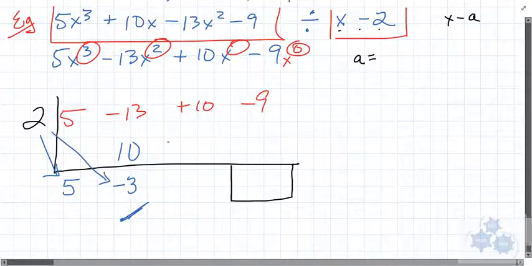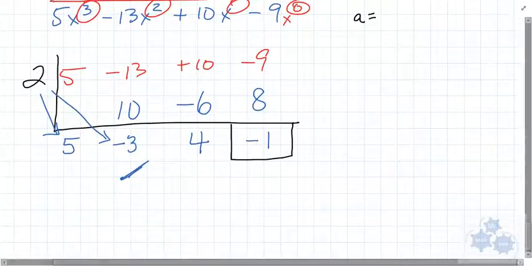2 times -3 is -6. I put the answer there. And I add: 10 plus -6 is the same as 10 minus 6. That is 4. Okay. What's 2 times 4? That's going to be 8. And if I add this, I get -1. All right.